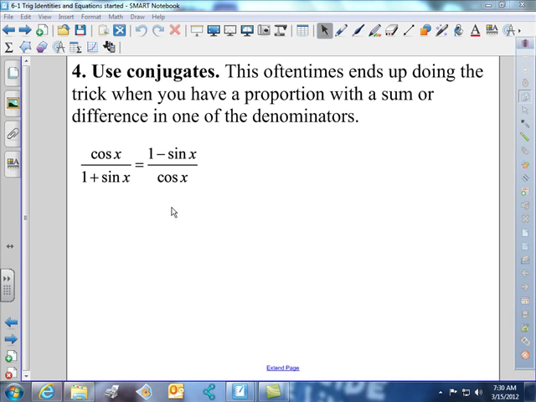We've got the expression cosine of x over 1 plus sine of x equals 1 minus the sine of x over the cosine of x, and we are supposed to prove that these two sides are congruent. The problem is I've been saying all week that you're supposed to put these in terms of sine and cosine, and it's already all sine and cosine. One of the things we can do is multiply by a conjugate of this denominator, and we've done this a long time ago. Hopefully this will come back to you.